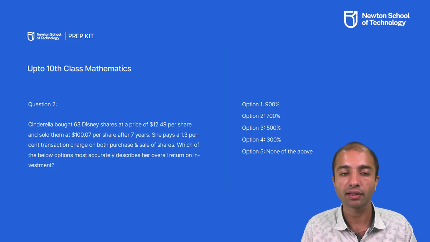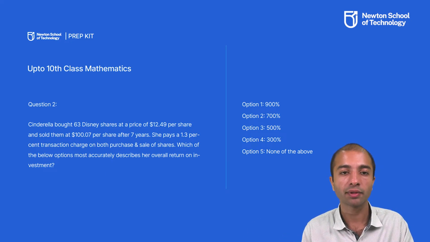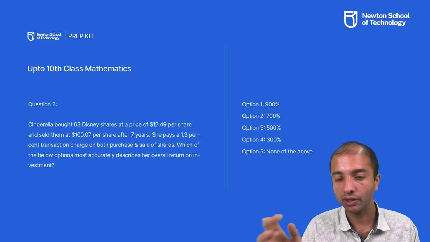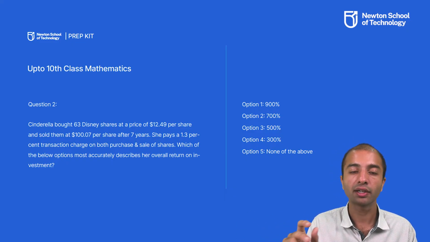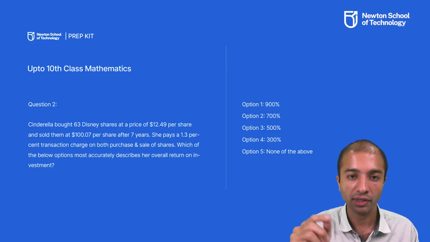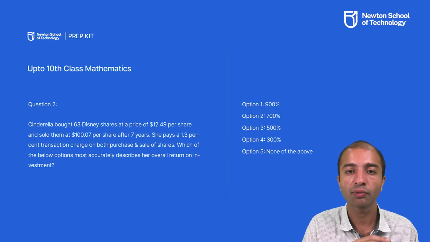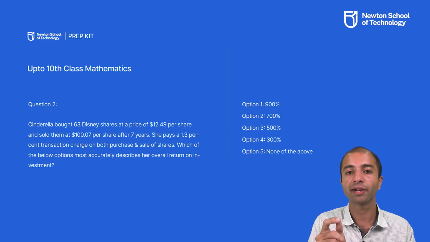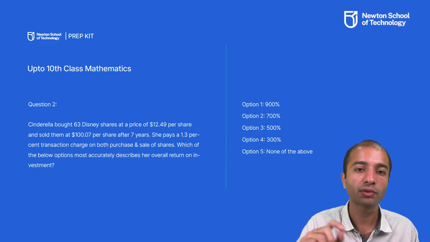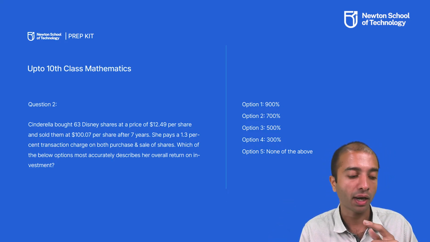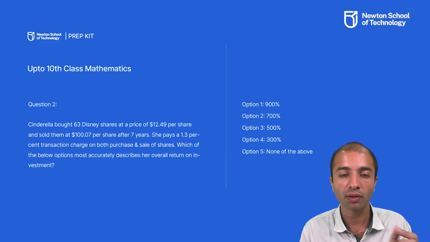So now what is the gain in this? Roughly, it is an 8 times gain, that is, 12.5 into 8 is equal to 100, which roughly translates to around 700%. That is one of the options, option 2 is 700. Now if we also add the transaction charge, from 100 if we deduct 1.3%, that would be roughly $1.4 or $1.5, and the selling price would come to around $99. And the same for the buying price, if we adjust for that, the buying price would also deviate slightly.